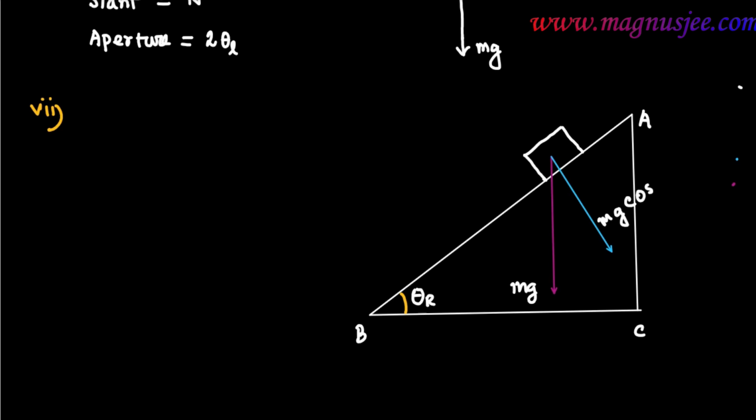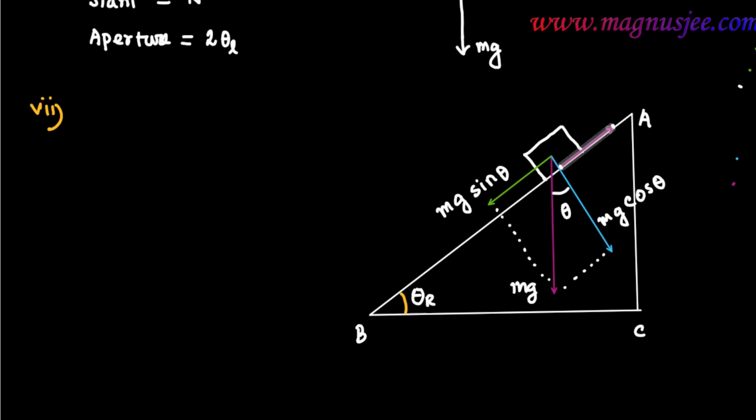The weight mg is resolved into two rectangular components. This component is mg cos theta, which is perpendicular to the inclined plane AB. The other component is mg sin theta, which acts parallel to the inclined plane AB. We can draw the imaginary rectangle assuming weight mg as its diagonal, and the two rectangular components are mg cos theta and mg sin theta. Limiting friction FL acts up the inclined plane so that the body is at the verge of moving down the inclined plane, and this is the normal reaction R, which acts perpendicular to the inclined plane AB and upwards.